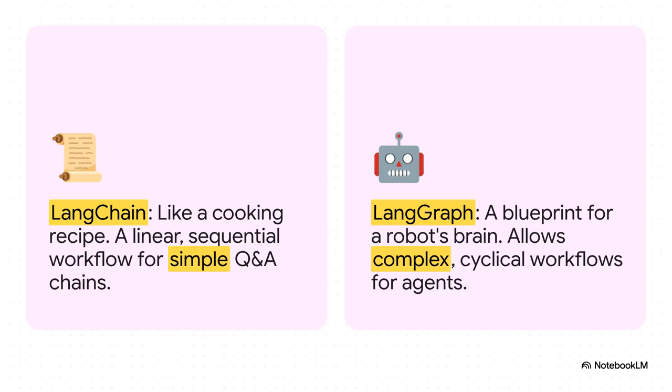Now, to build these agents, you need new kinds of frameworks, and this analogy just nails the difference. LangChain, which is super popular, is like a cooking recipe. It's fantastic for linear, step-by-step processes. But LangGraph is more like a blueprint for a robot's brain. It lets you create complex, cyclical workflows where the agent can loop, make decisions, and branch off in different directions. For a truly autonomous system, you absolutely need that kind of flexibility.